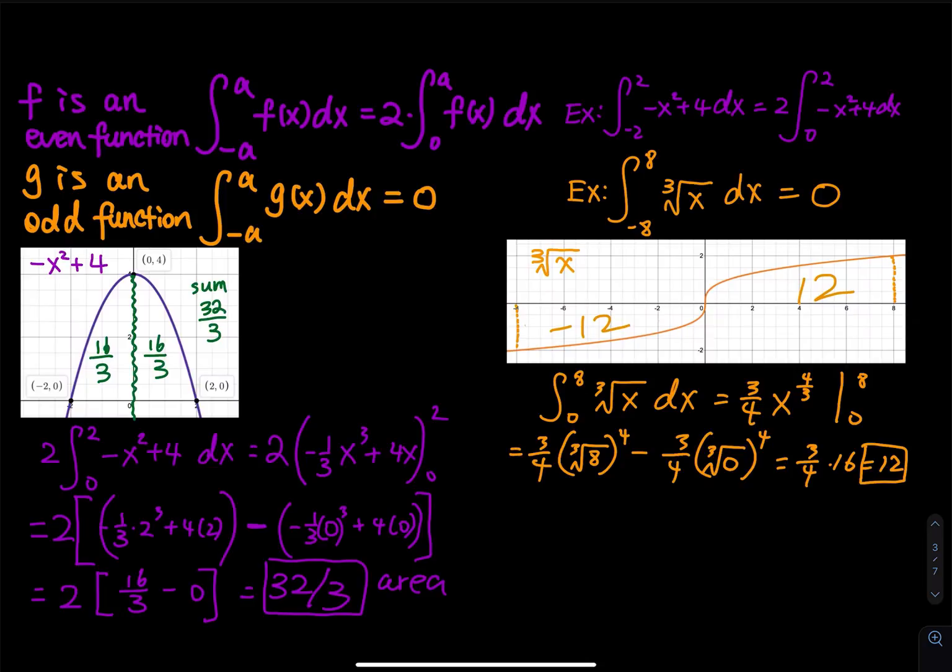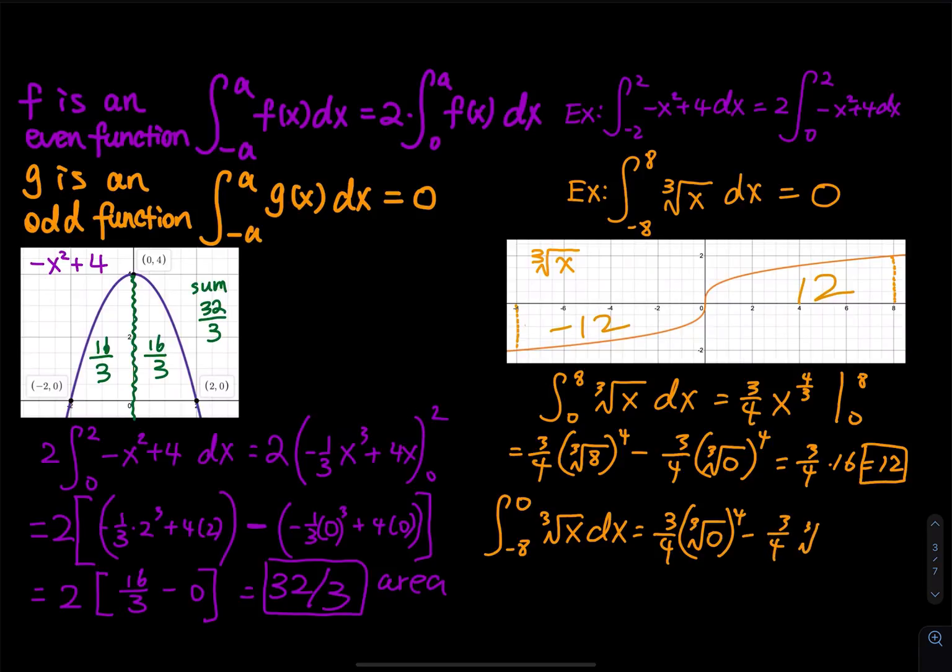And then for this one, I'm going to use the property that we discussed in the previous video. What happens when you reverse? Oh, actually, this is not reversing. Never mind. What happens when you go from -8 to 0, and then the cube root of this? When you do the fundamental theorem of calculus, you will have 3 over 4 times the cube root of 0 to the 4th power, minus 3 over 4 times the cube root of -8 to the 4th power.